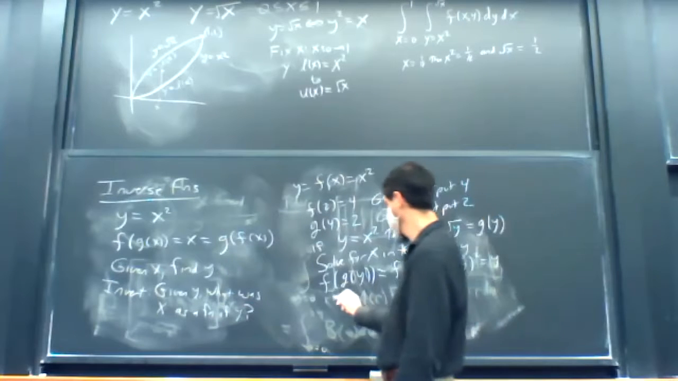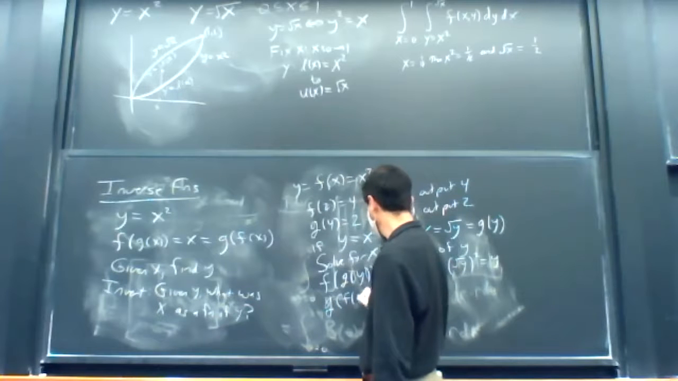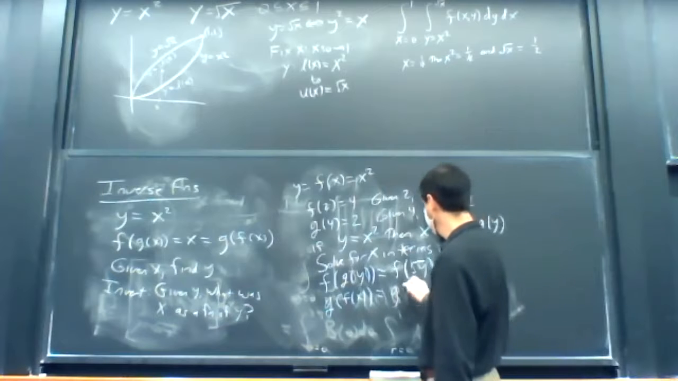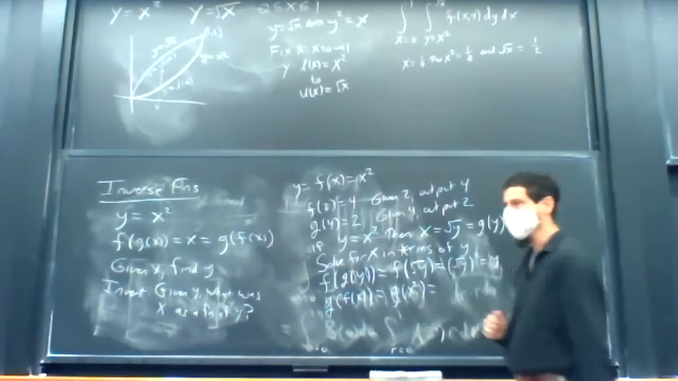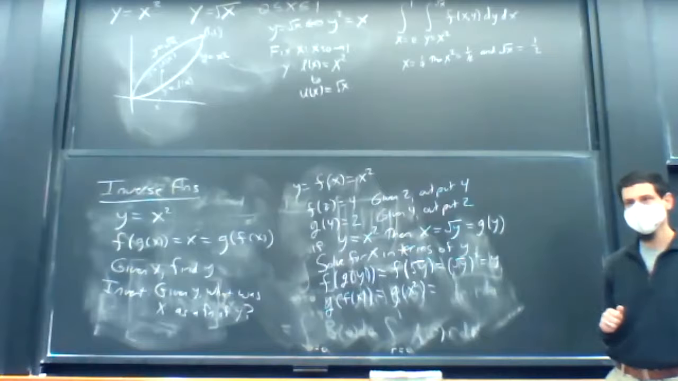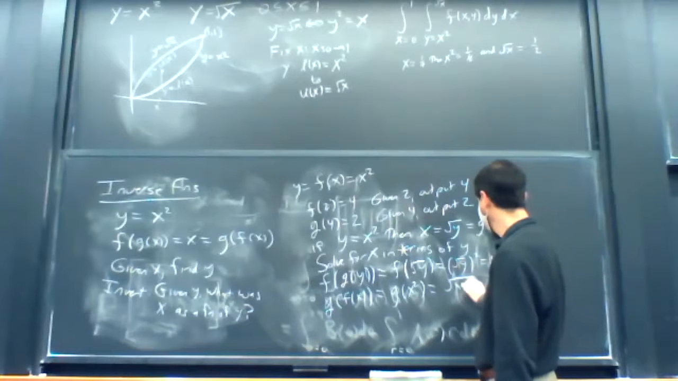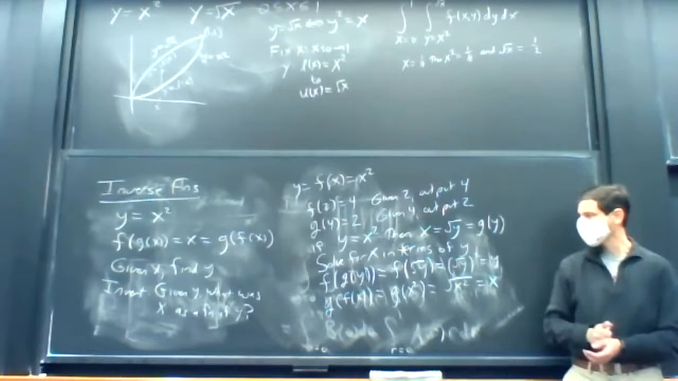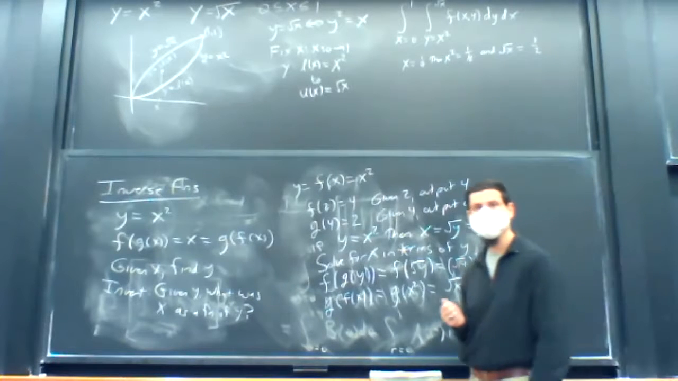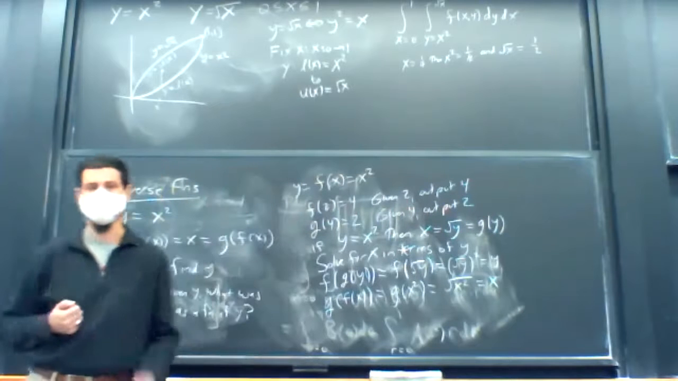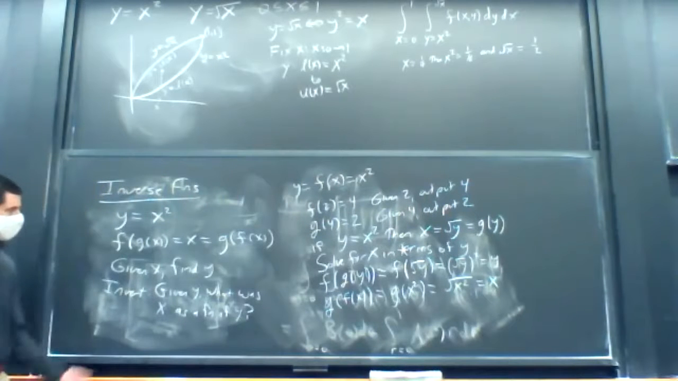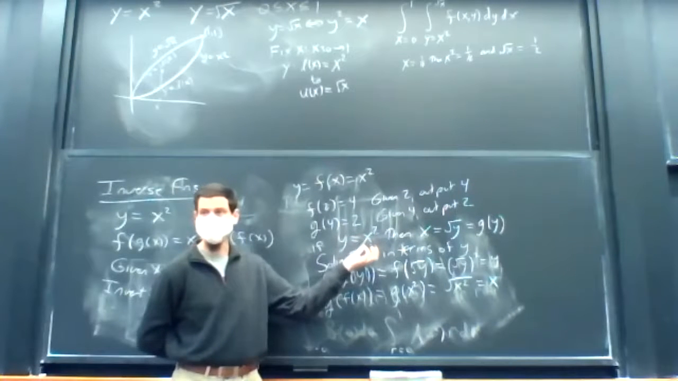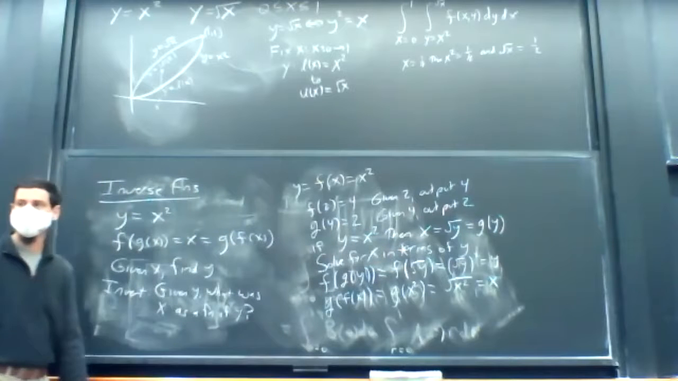Let's check the other way. What's g of f of x? Well, f of input is input squared. So this is going to just be g of x squared. And g of input is square root of input. So this would just be the square root of x squared, which is just x. So in both cases, f of g of y returns you to y, g of f of x returns you to x. We found the inverse function. So the idea is to just do some algebra. If I tell you y as a function of x, I now want x as a function of y.